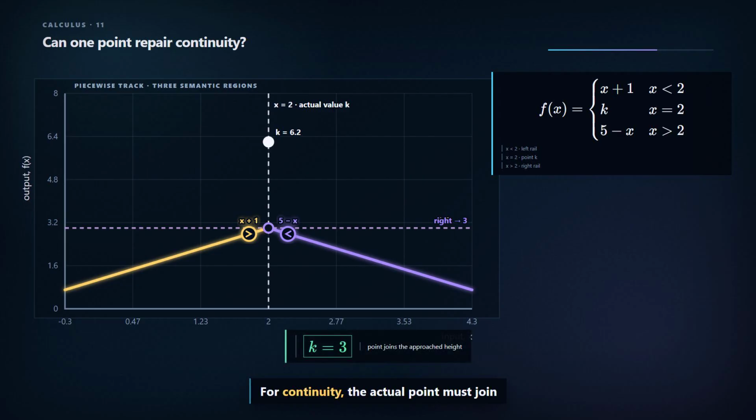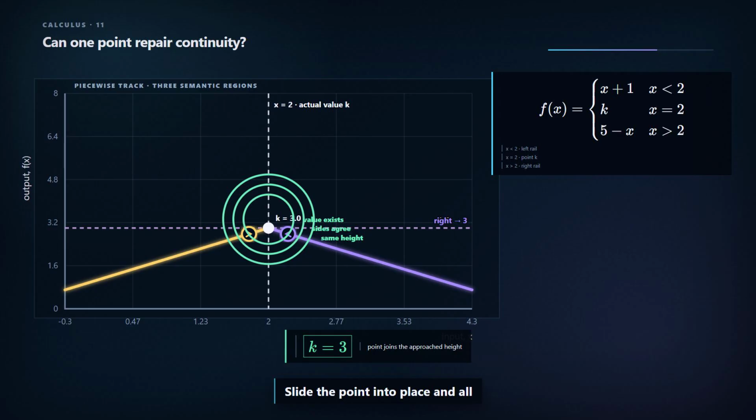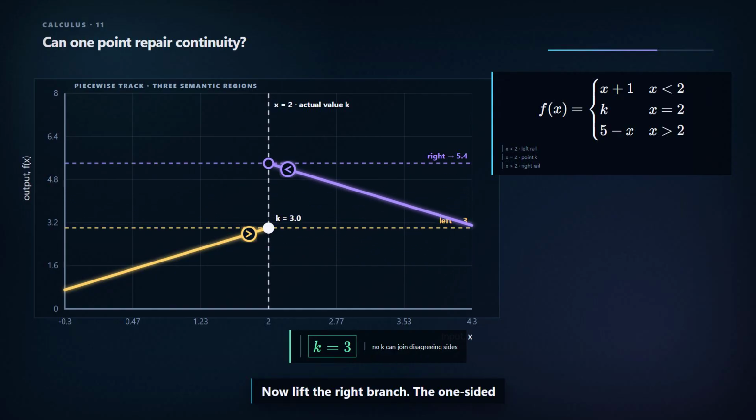For continuity, the actual point must join that approached height, so k must equal 3. Slide the point into place, and all 3 continuity checks lock. Now lift the right branch. The one-sided limits disagree, and no choice of k can join both. Moving one point can fill a hole. It cannot repair a jump in the surrounding tracks.